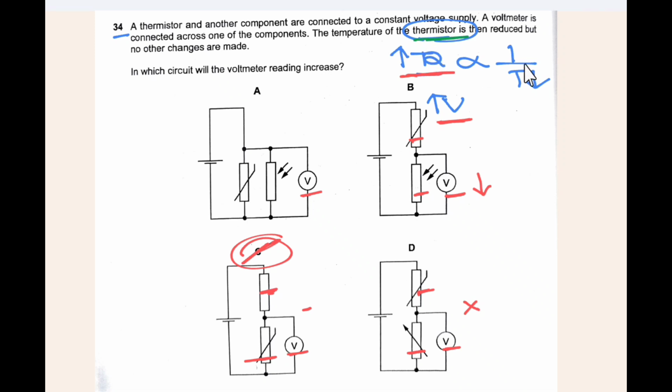So since decreasing the temperature would increase the resistance of the thermistor, and we need to get a larger voltage reading, as resistance of thermistor increases, to get a larger voltage reading, we must connect the voltmeter to the thermistor. So here we can see that the voltmeter is connected to the thermistor, and so we would get a larger voltage reading. So the option C is correct.